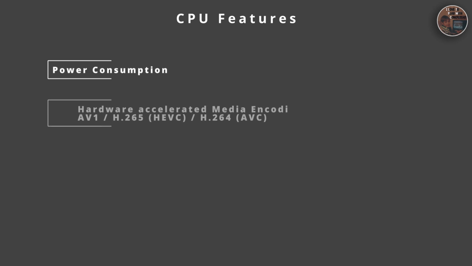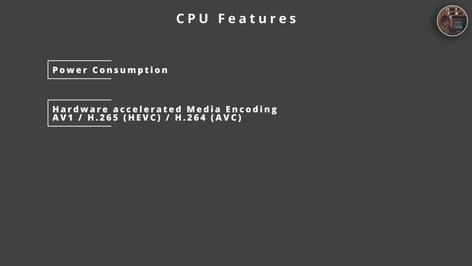Before we compare the processors, let's clarify what features we have to compare. I mean, obviously the power consumption is a topic, as well as hardware-based media encoding for the next generation codecs like AV1, and also the current gen codecs like H265, also known as HEVC, and the classic H264, which is slightly older, but probably the most widely used codec these days, also known as AVC.